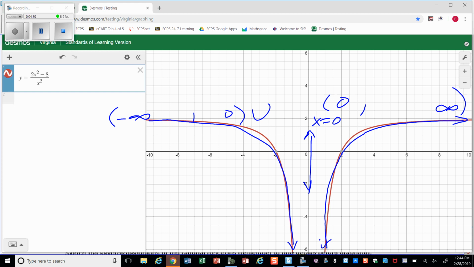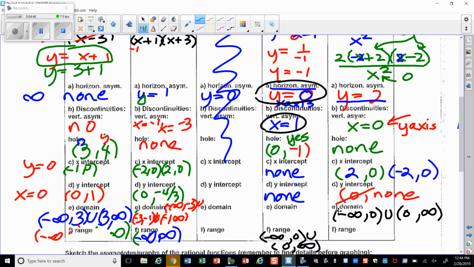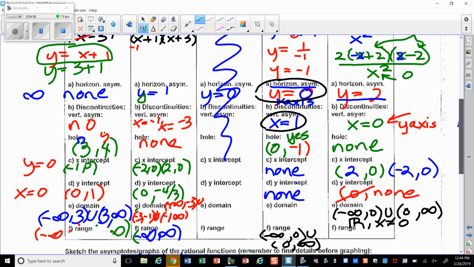That's the domain because I'm looking at the x's. So my domain goes from negative infinity to 0, and then it picks up at 0 and goes to positive infinity. In words, that would be all real numbers except x cannot equal 0. That's more like set notation.